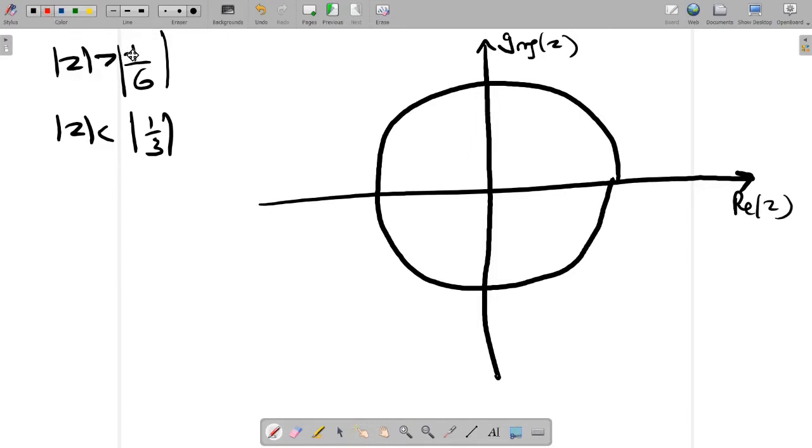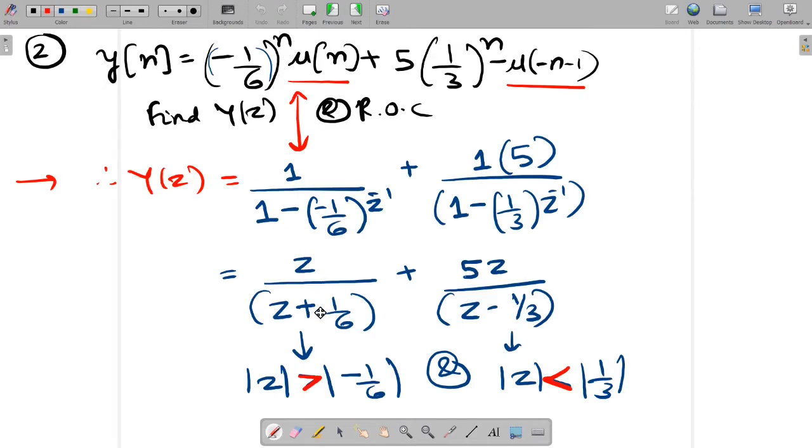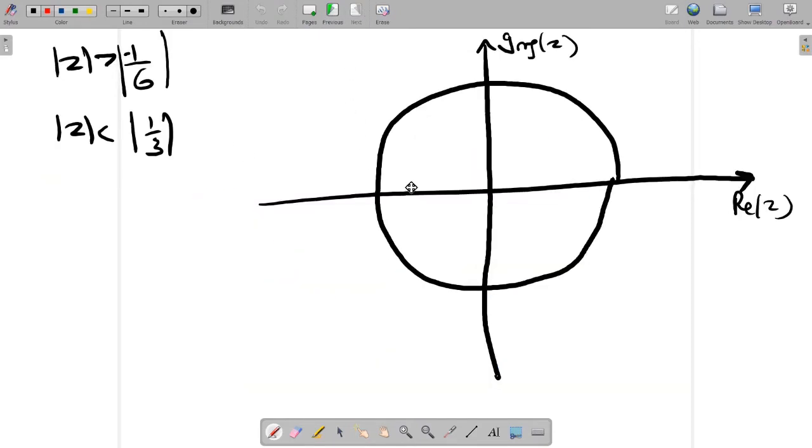Mod z is more than 1 by 6. So where is my pole over here? It is at minus 1 by 6. Maybe somewhere over here. This is 1, this is minus 1, right? So minus 1 by 6 is somewhere over here. And what is 1 by 3? It is somewhere over here.